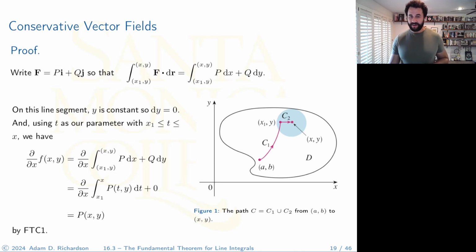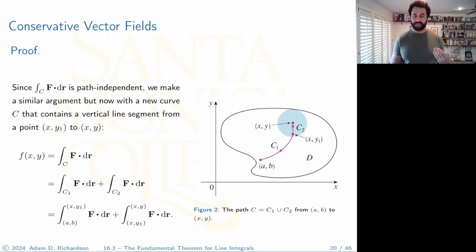All right, so now we're basically going to repeat this process, but we're going to repeat it with a different curve where we have a vertical line segment instead. Remember, we're allowed to do this because the integral is path independent. It's path independent, so it doesn't matter how we go from here to here, the value of the integral will be the same. So we're going to do this whole thing again, and it's going to be pretty much identical. The only difference is we're going to look at things with respect to y.